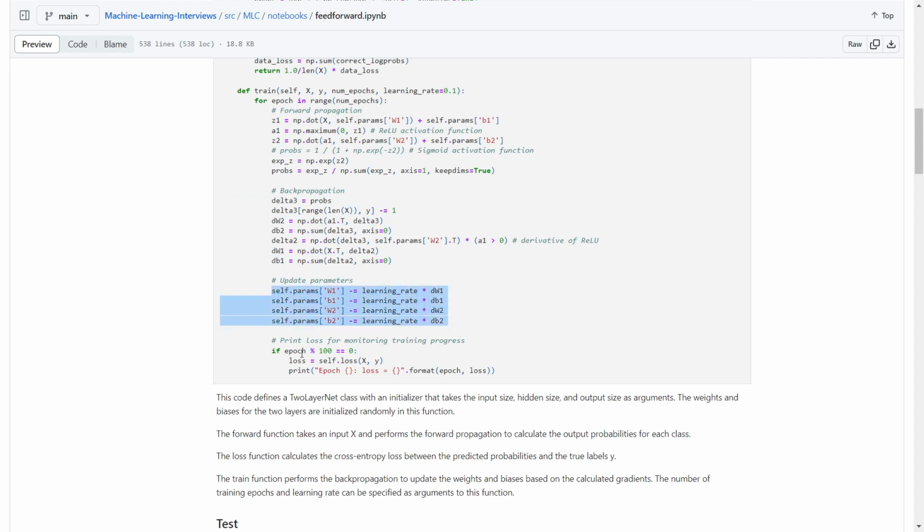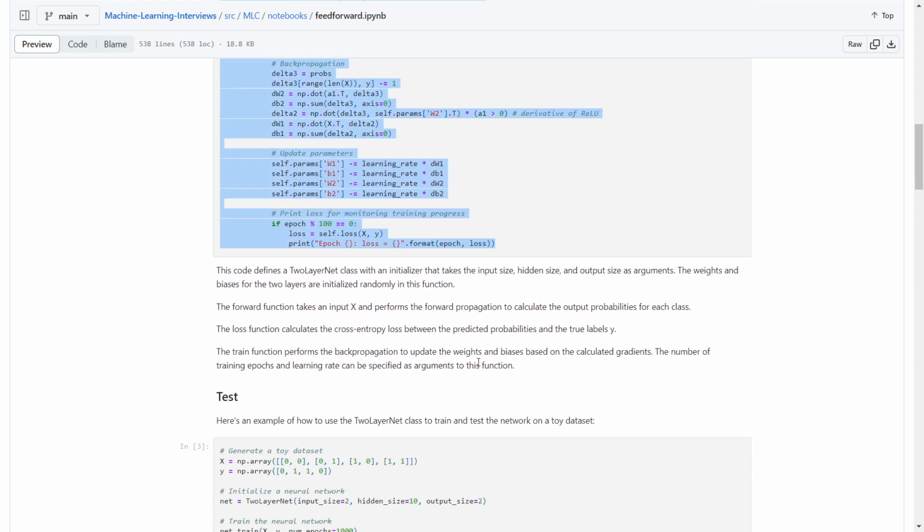Once we have done that, if we are on every 100th iteration of the epoch, we just print what the loss is, like how are we doing. We have mentioned how many epochs we have, and we are running the whole loop for those epochs.